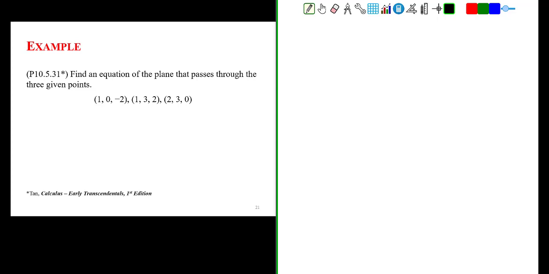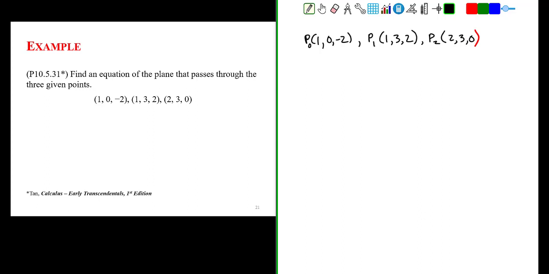Find an equation of the plane that passes through the three given points. The points are 1, 0, minus 2. Let's call this point P0. Then a second point has coordinates 1, 3, and 2. And then a third point has coordinates 2, 3, and 0.